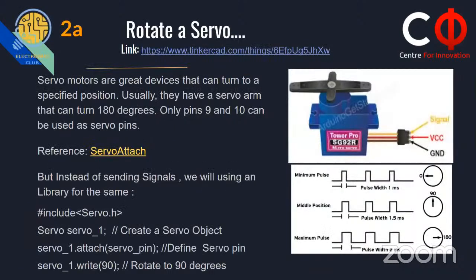So this is basically what a servo motor looks like in real life. It has 3 pins: the VCC, the signal, and the ground. The VCC is what you connect to the 5-volt pin, the signal pin goes to the control pin, and the ground is what you connect to the ground of the Arduino. And servo motors are basically motors.